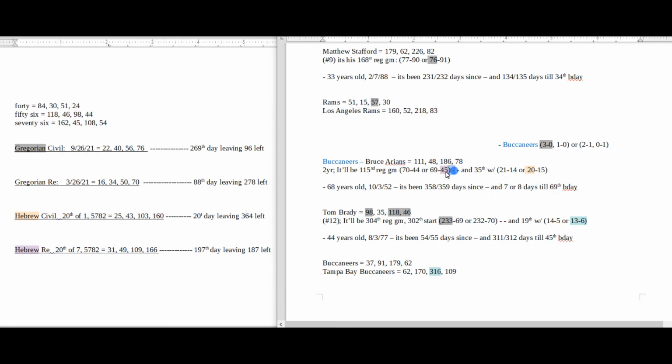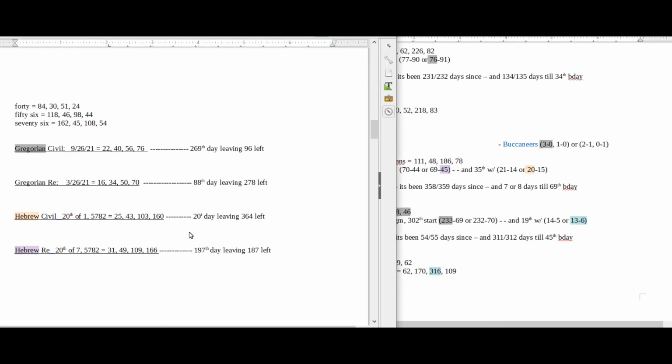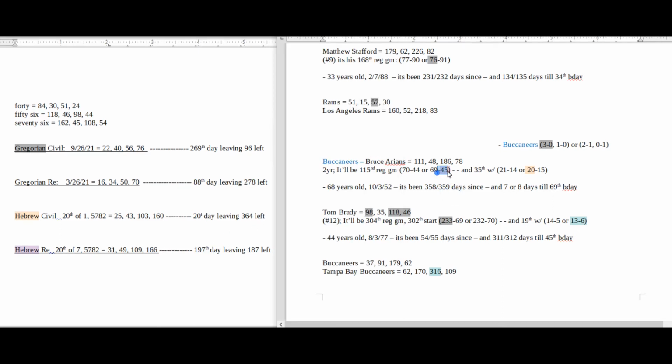Since we're already down here, 7 days till his 69th birthday, he can sit on 69. He could pick up his 45th regular season loss. Not only is it the 20th day of the Hebrew New Year, but it's the 197th day of the Hebrew religious side of the calendar. 197 mathematically is the 45th prime number. He could get his 45th regular season loss as he sits on 69, 7 days till his 69th birthday, as he sits on 20 wins as a coach for the Bucks specifically.